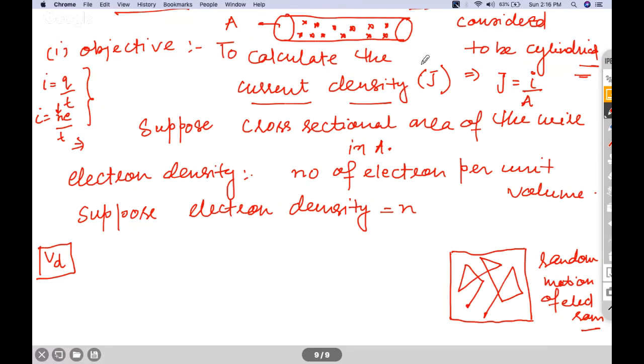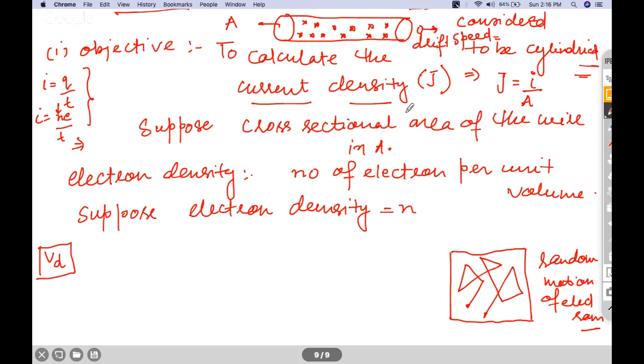Now when you apply a certain potential across this particular conductor, what happens? All the electrons start moving in one particular direction, and the speed at which they move is known as drift speed. So what is drift speed? Drift speed is the speed of the electron at which it is moving in one particular direction under the effect of a certain potential applied across the conductor.